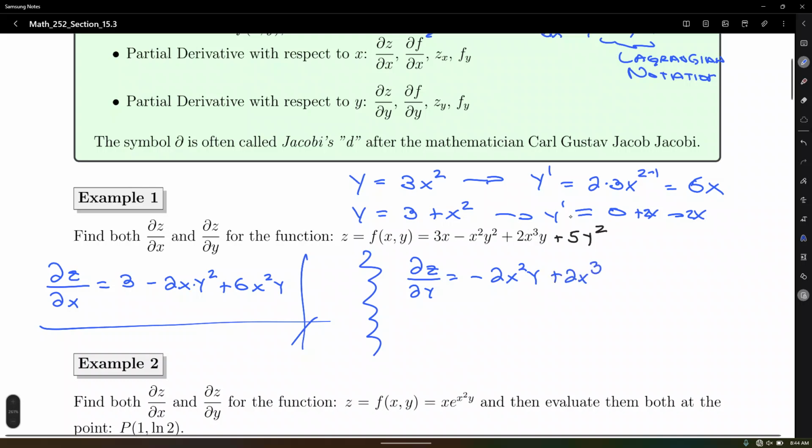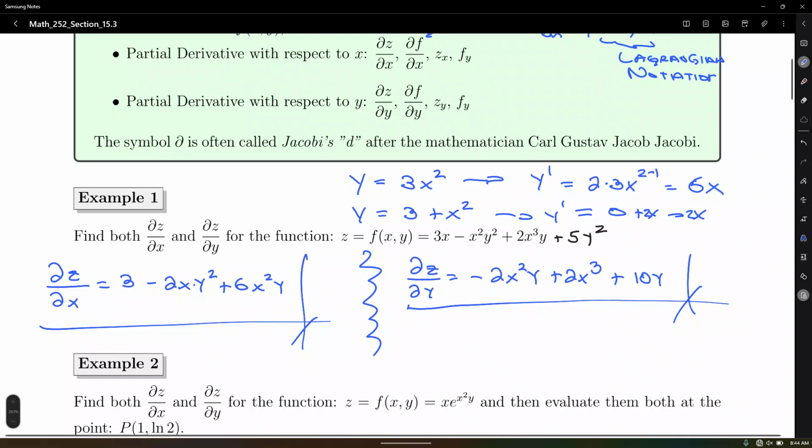2x cubed. And in this case, the derivative of 5y squared, yes, because we're differentiating with respect to y, we're going to use the general power rule, 10y. It's not 0 like in the other case. So 2 different results. That's because of the nature of the function, we are differentiating with respect to x, we're differentiating with respect to y.